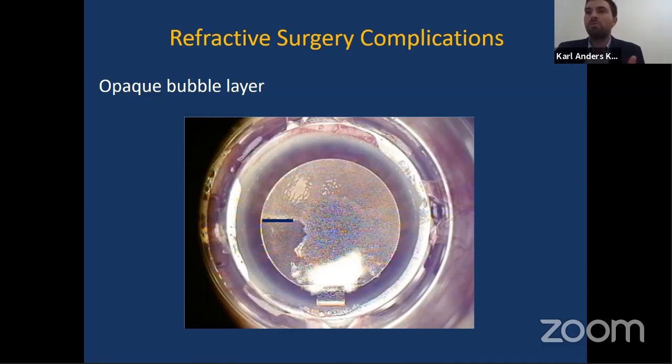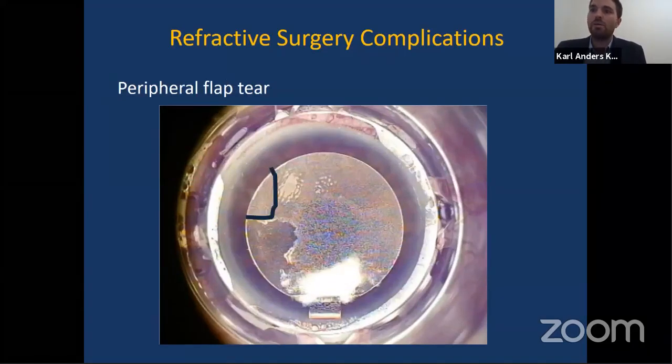Now, thinking back, we should have probably just waited and maybe redone the procedure, relifted another flap on a second day, or just proceeded with another technique, but we decided to go on, and that was a mistake. We ended up with a small peripheral tear. And in that case, we were able to carefully position the flap, and obviously the procedure was aborted.